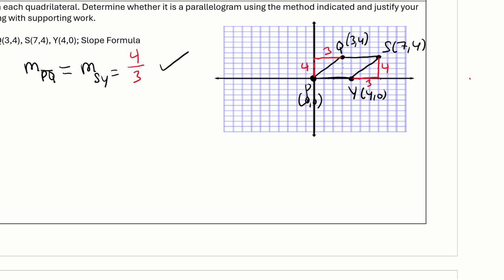Now let's do the slope for these ones. Well, we can see that the slopes for these are both flat. So the rise is 0 and the run is 1, 2, 3, 4, right?